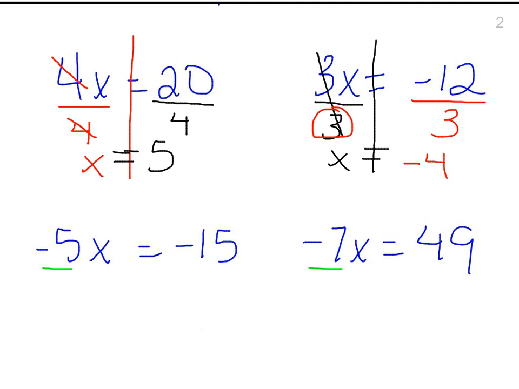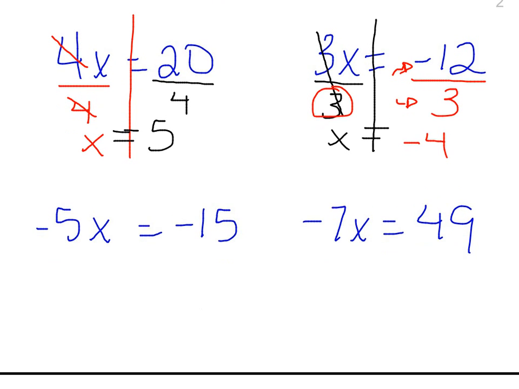Remember, in division and multiplication, if the signs are the same, it's positive, and if the signs are different, it's negative. And so since we have a negative on the top and a positive on the bottom, the answer is still negative. It doesn't matter which one's bigger.